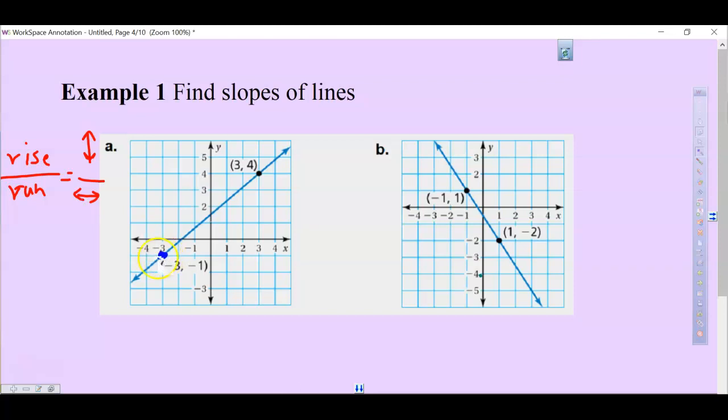So we have our 2 points on this first line here. That's where I'm at: 1, 2, okay. Let's find the rise.